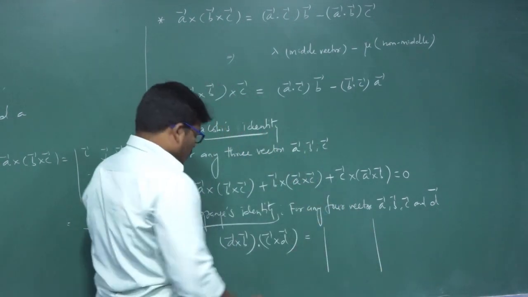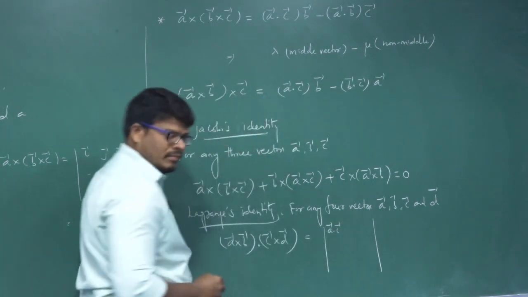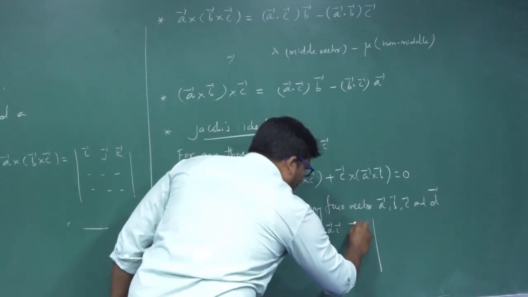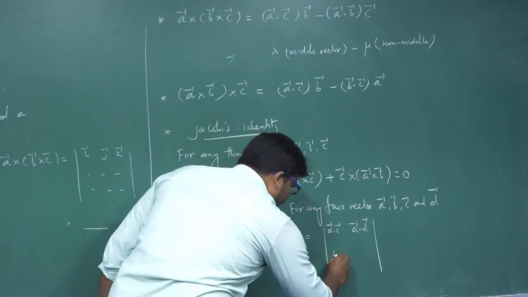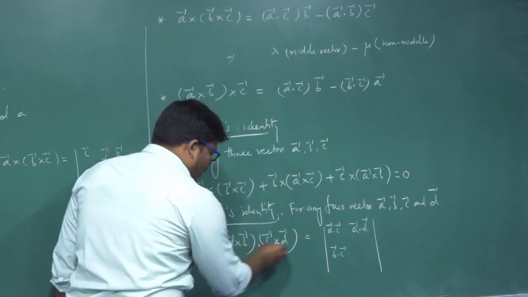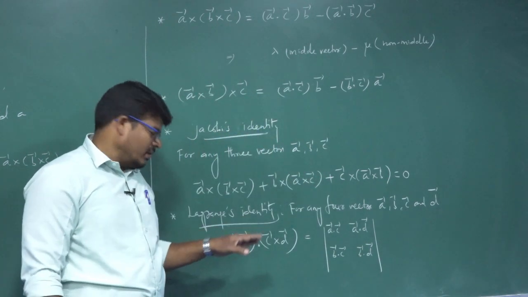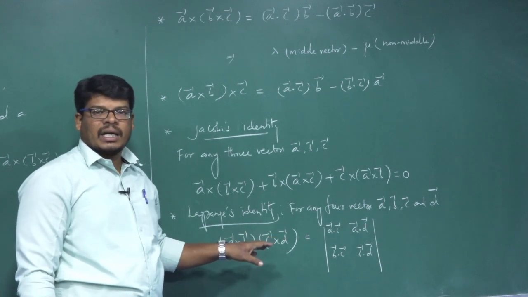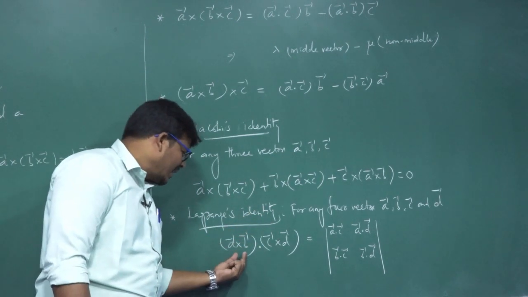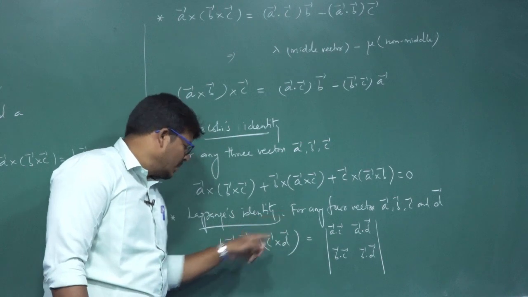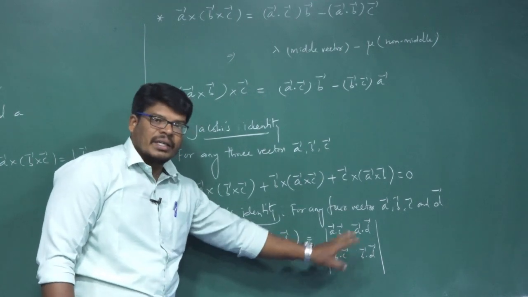In determinant form, the first row is A dot C, A dot D, and the second row is B dot C, B dot D. That is called the Lagrange identity, or scalar product of four vectors: A cross B dot C cross D equals the determinant with first row A dot C, A dot D, and second row B dot C, B dot D.